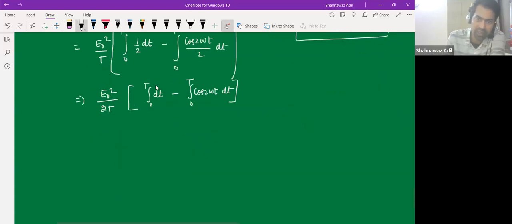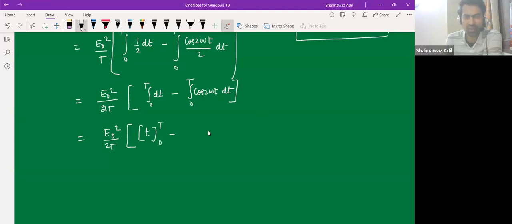So the integration of dt is how much? So this is simply dt, so that would be t, right? So this would be t, from 0 to T. And the integration of cos is sine, so that would be sine of 2 omega t divided by 2, right?